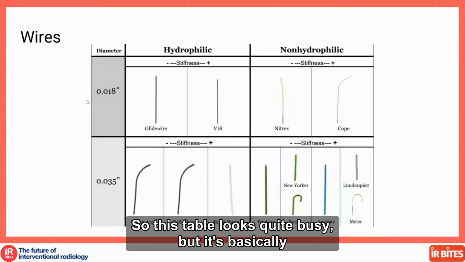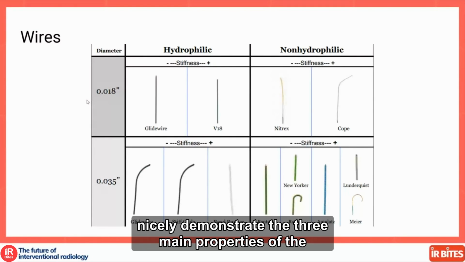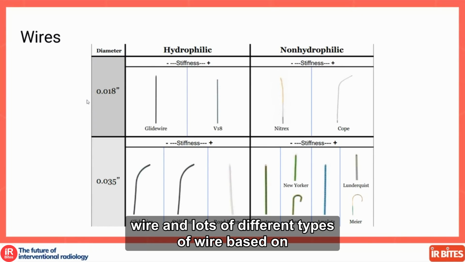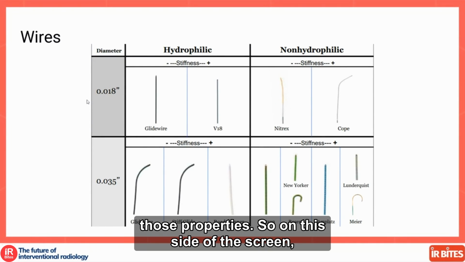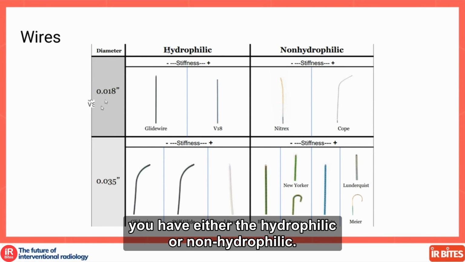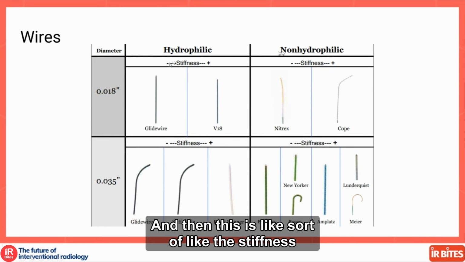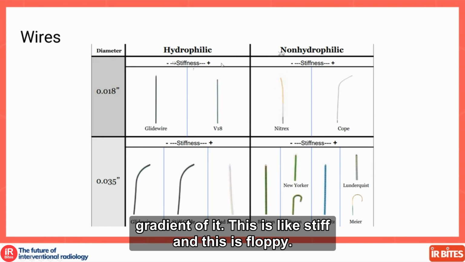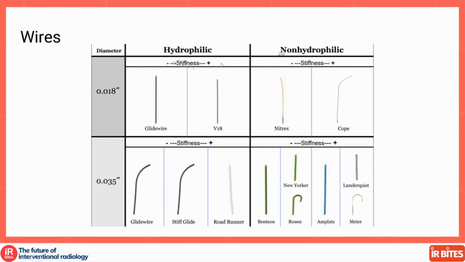This table looks quite basic, but it nicely demonstrates the three main properties of the wire and lots of different types of wire based on those properties. On this side of the screen, you have the 018 diameter and 035 diameter, and then you have either hydrophilic or non-hydrophilic. And this is the stiffness gradient of it. This is stiff and this is floppy.